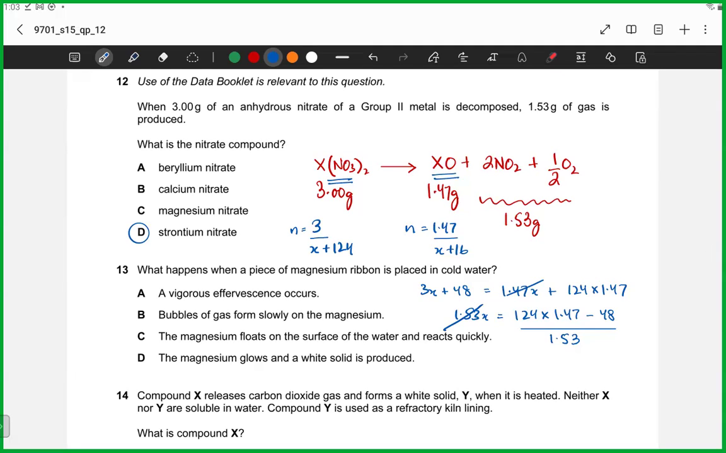Next question: what happens when a piece of magnesium ribbon is added to cold water? So magnesium is not very reactive. Remember, reactivity increases down group 2, right? Yeah. Okay, so it increases down group 2. Magnesium is not very reactive, so it's going to be B, right? It's definitely not going to float. Definitely no fast, vigorous reaction, right?